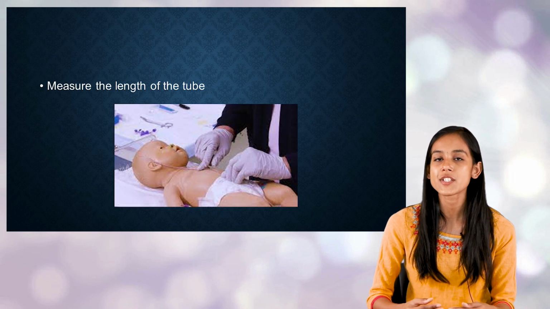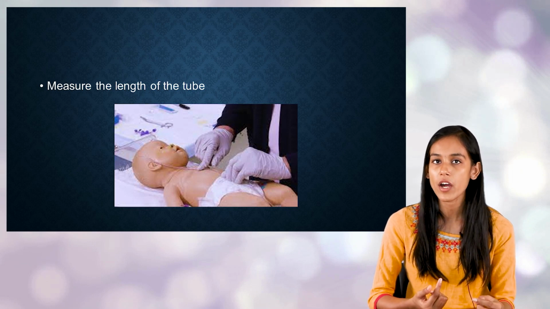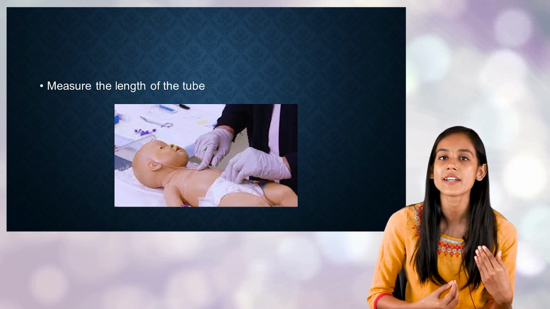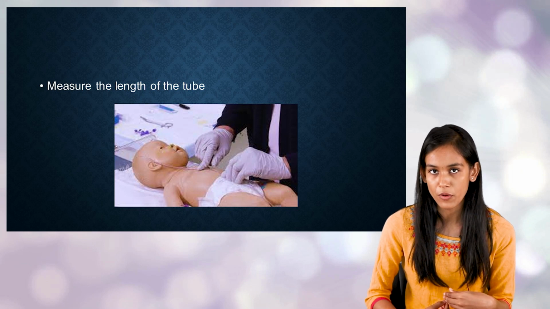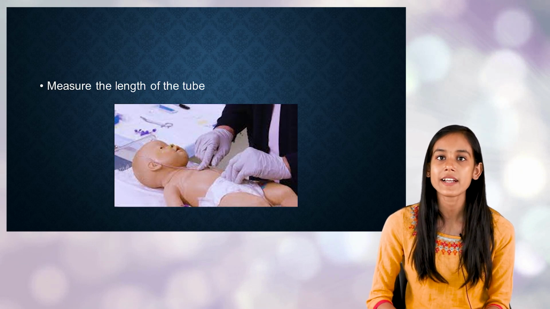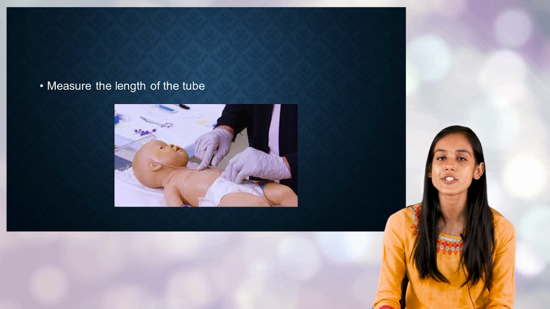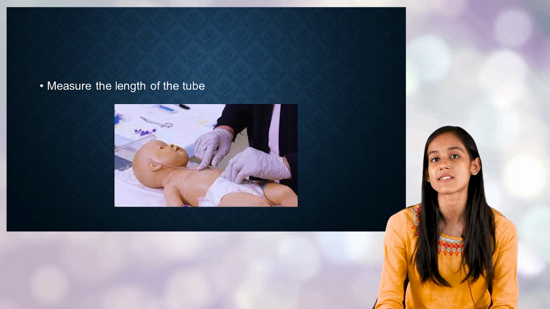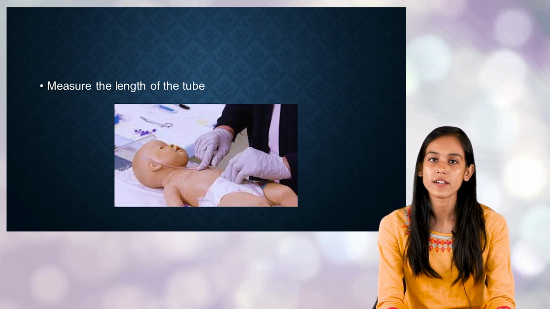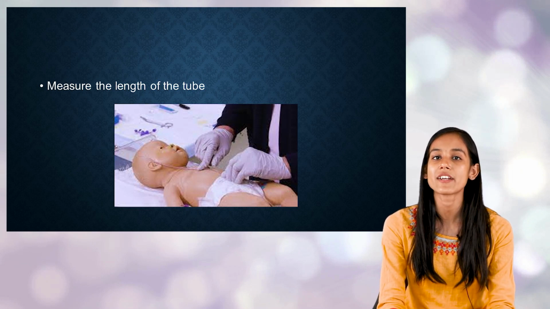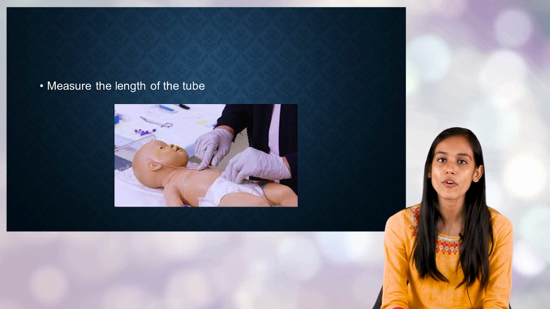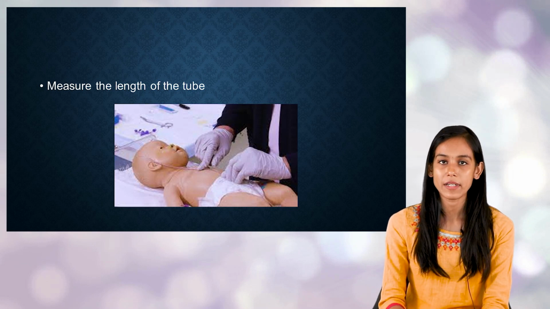First we are going to take the tube from the tip of our nose to the end of our earlobe, and from there to the xiphoid process of the sternum, and from there to the umbilicus. So we are going to place the child in a Fowler's position, and take the tube and place it from the tip of the nose to the end of the earlobe, and from there to the xiphoid process of the sternum, and from the xiphoid process to the umbilicus.